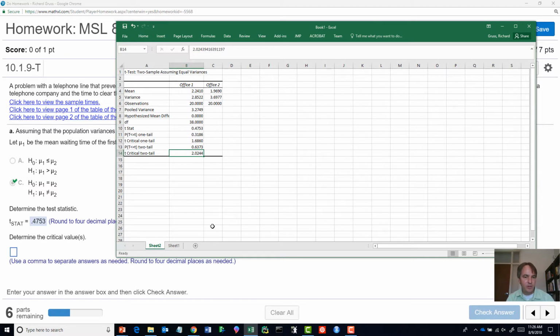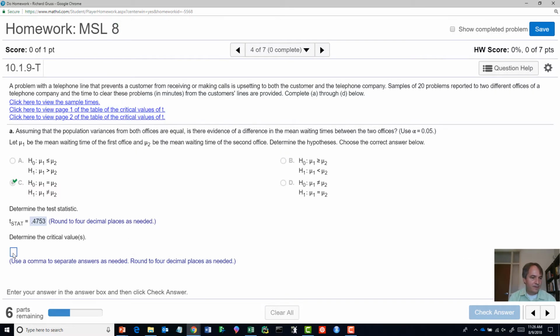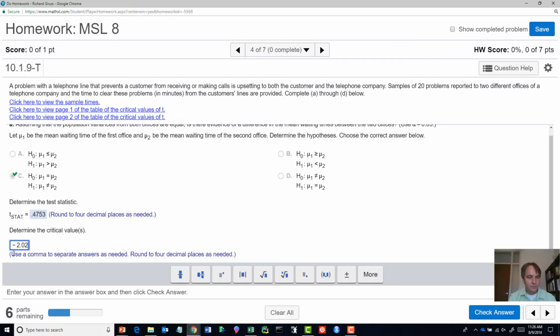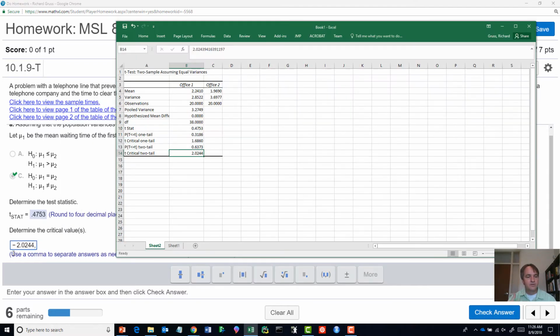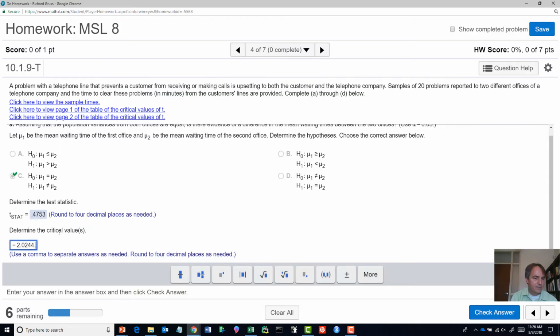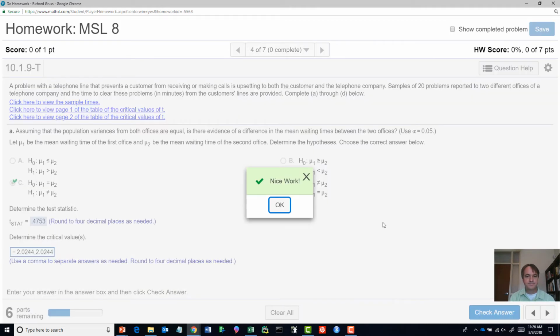Okay, so negative 2.0244. Negative 2.0244. And we could do this. The only thing we need to know is that we're doing an alpha of 0.05 and we have degrees of freedom. The degrees of freedom is going to be equal to the total number of samples minus 1. Okay, and then the positive of that. So negative 2.0244 and positive 2.0244. Okay, let's see, did I type that right? Okay, all right.